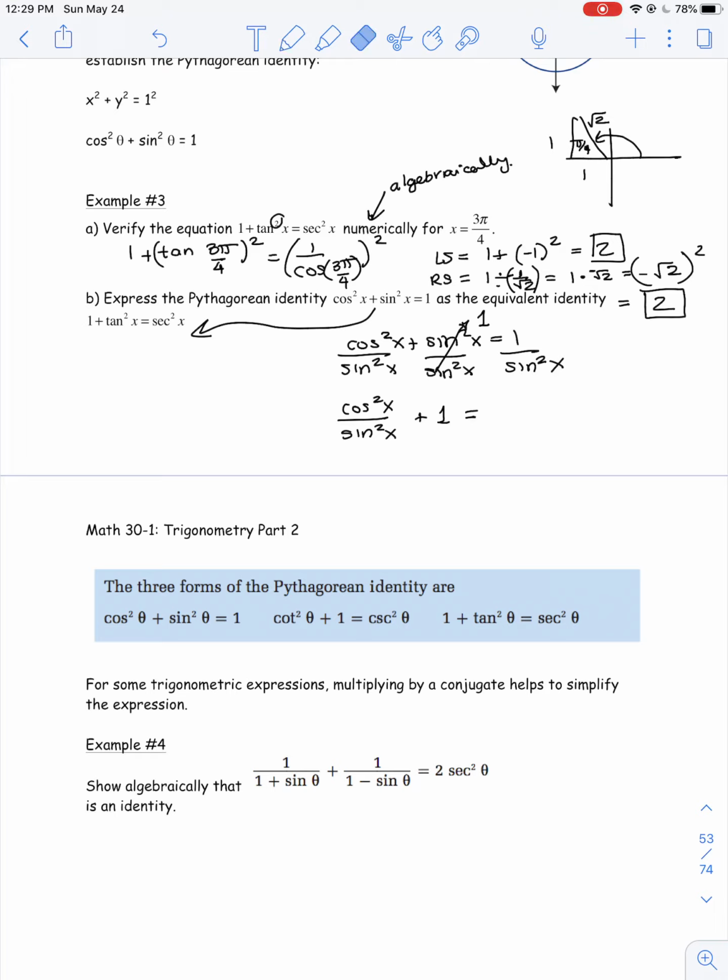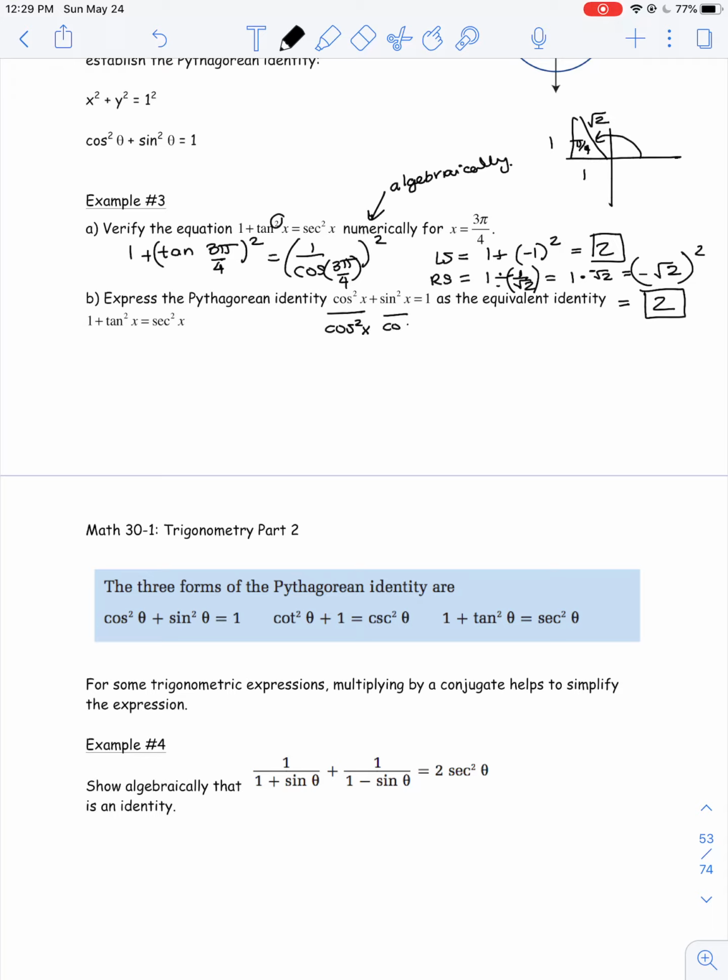Actually, I think it's better. I just looked at it. I think it would be better, guys, if I divided by cos. I just realized that. So I'm going to divide all these values by cos squared x. It would be way faster, and you'll see why. So this will save me a lot of time.